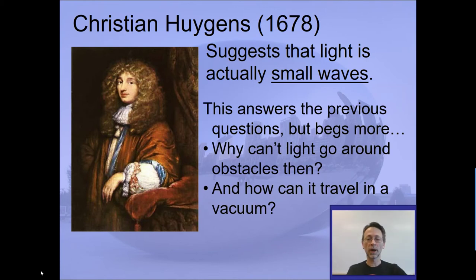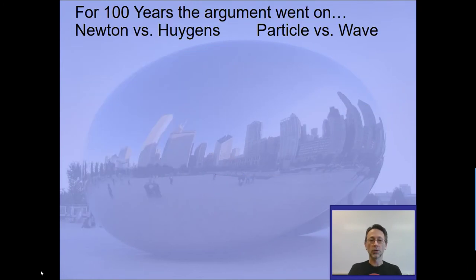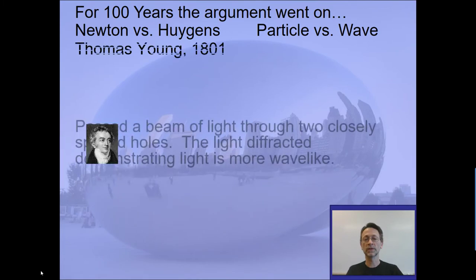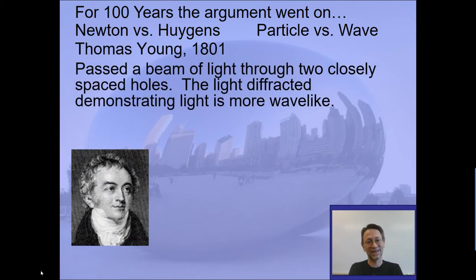And so the problem with this wave is that they didn't understand there's this other kind of wave called a transverse wave that does not need a medium. So they're questioning, like, well, how can it travel through a vacuum if it's a wave? So for 100 years, this argument went back and forth, Newton versus Huygens, or particle versus wave, and along comes a guy named Thomas Young in 1801.